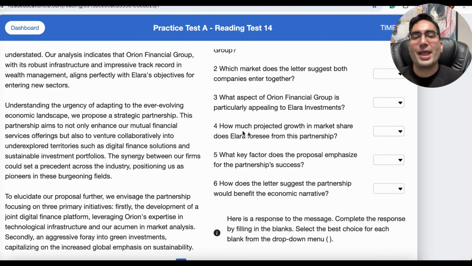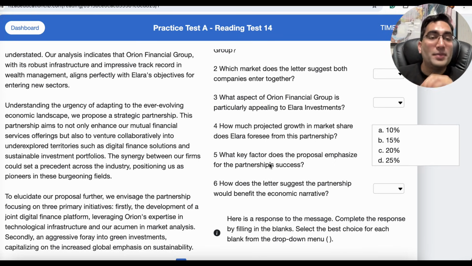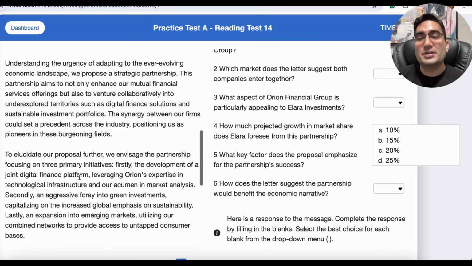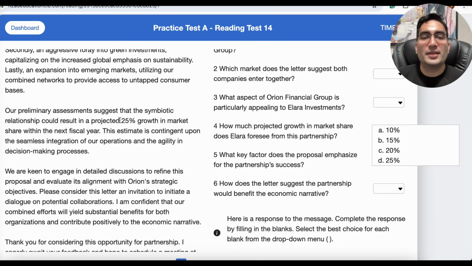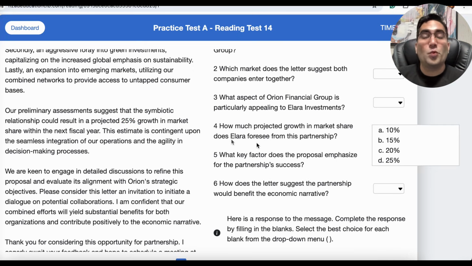See, it says here, how much projected growth in market share does Elara foresee from this partnership? When I see things like how much, I'm thinking, well, it could be a number. Most likely it has to be a number. Is it a number? Let me confirm. It is a number. Okay. And it's a percentage. Where do I see a percentage? Right there. So 25%. Now I'm going to read this and confirm just to make sure I'm not being fooled here. It looks too easy, but at least I know where to look and how, and quickly.